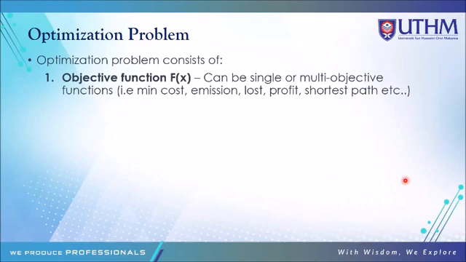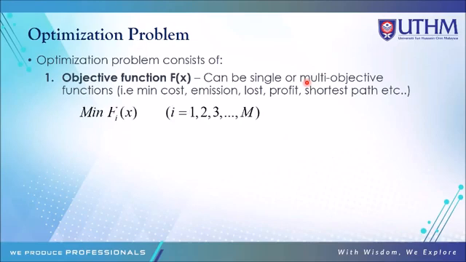Okay, number one, we need to clearly define our objective function. What is our objective function? For example, this objective can be a single objective, for example, to minimize the traveling path of the robot, or to minimize the emission, to minimize the losses, and so on. Our objective can be single or multi-objective. Multi-objective means a combination of two or more objectives. Maybe we try to minimize the traveling path and the cost of the system. For example, we have two objectives.